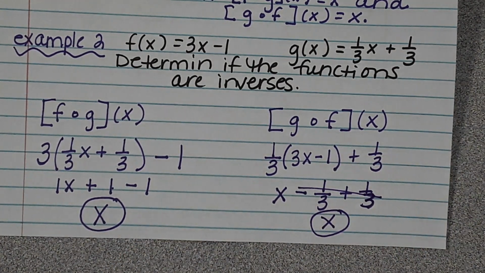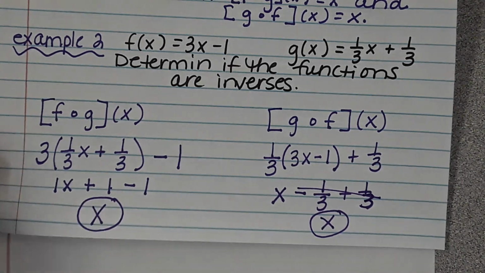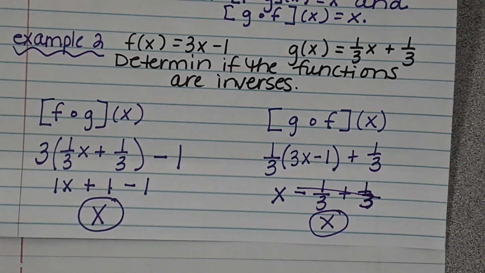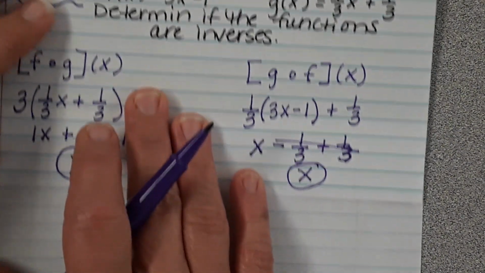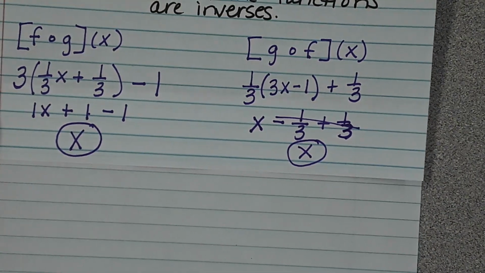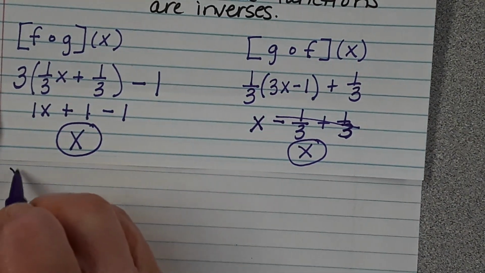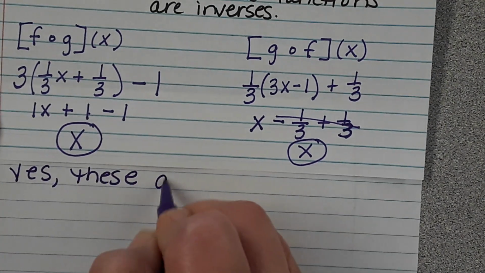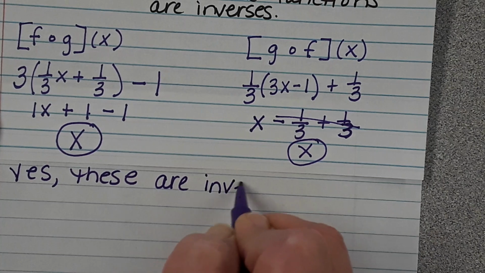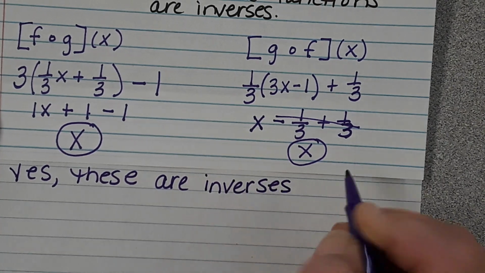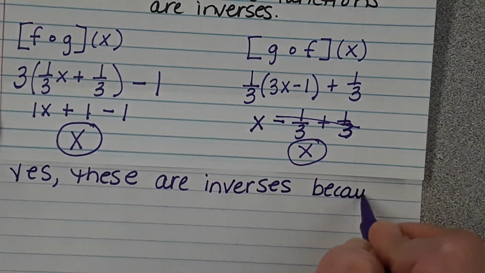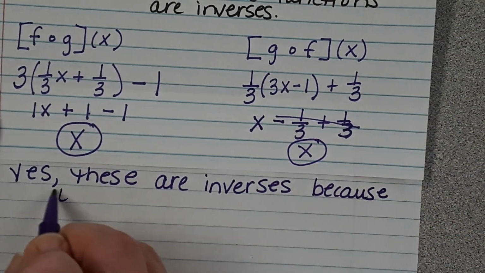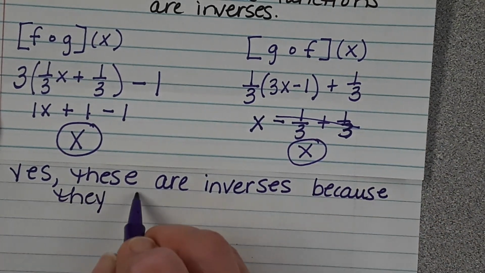Now I want to write a sentence for your notes, because if you look back at your notes when you do your homework tonight, instead of just writing yes, let's write a sentence so when you look at it, you know why we wrote yes again. Okay, so we have them as x's, and I want to put yes. These are inverses because they both equal x.